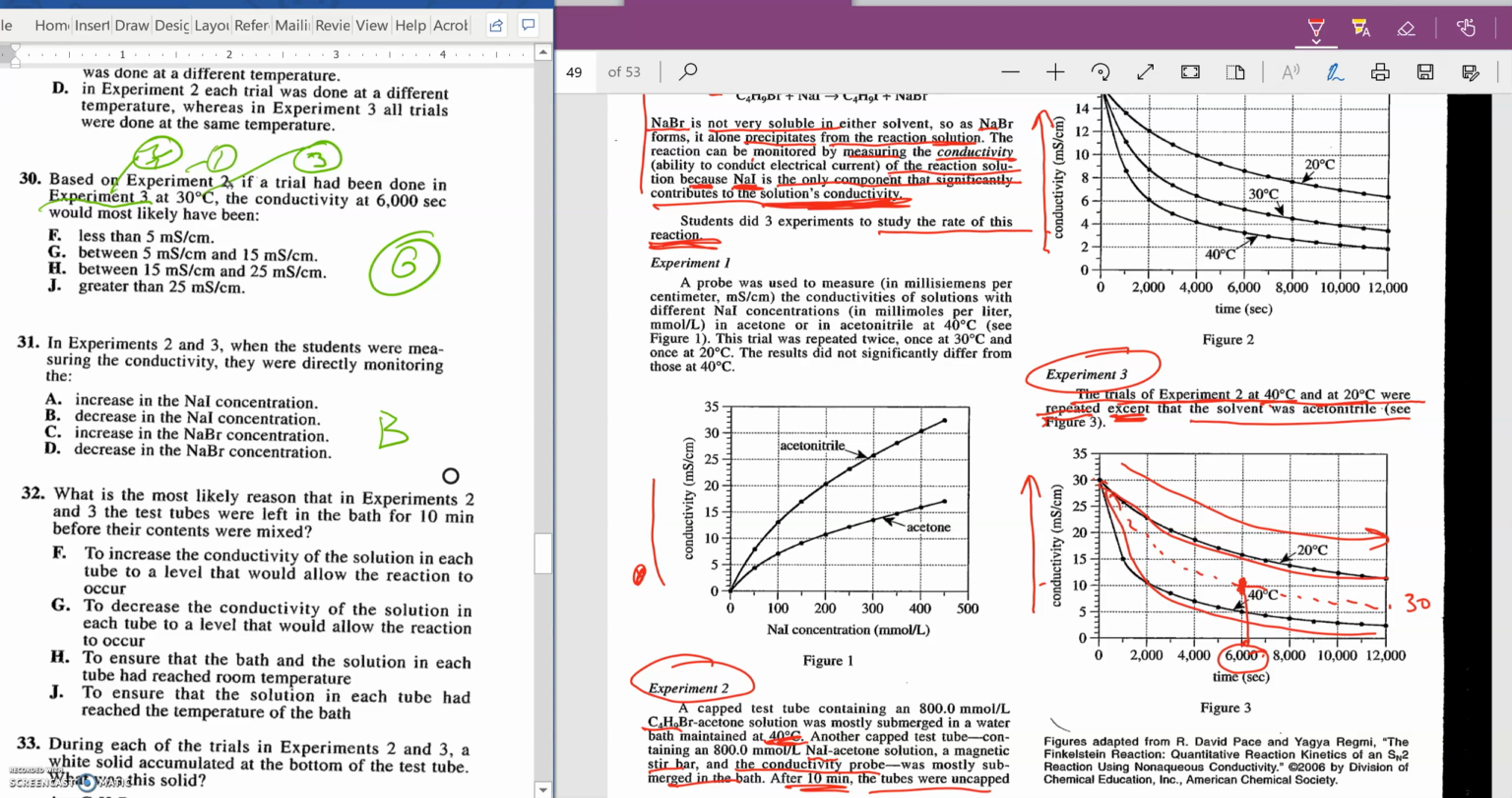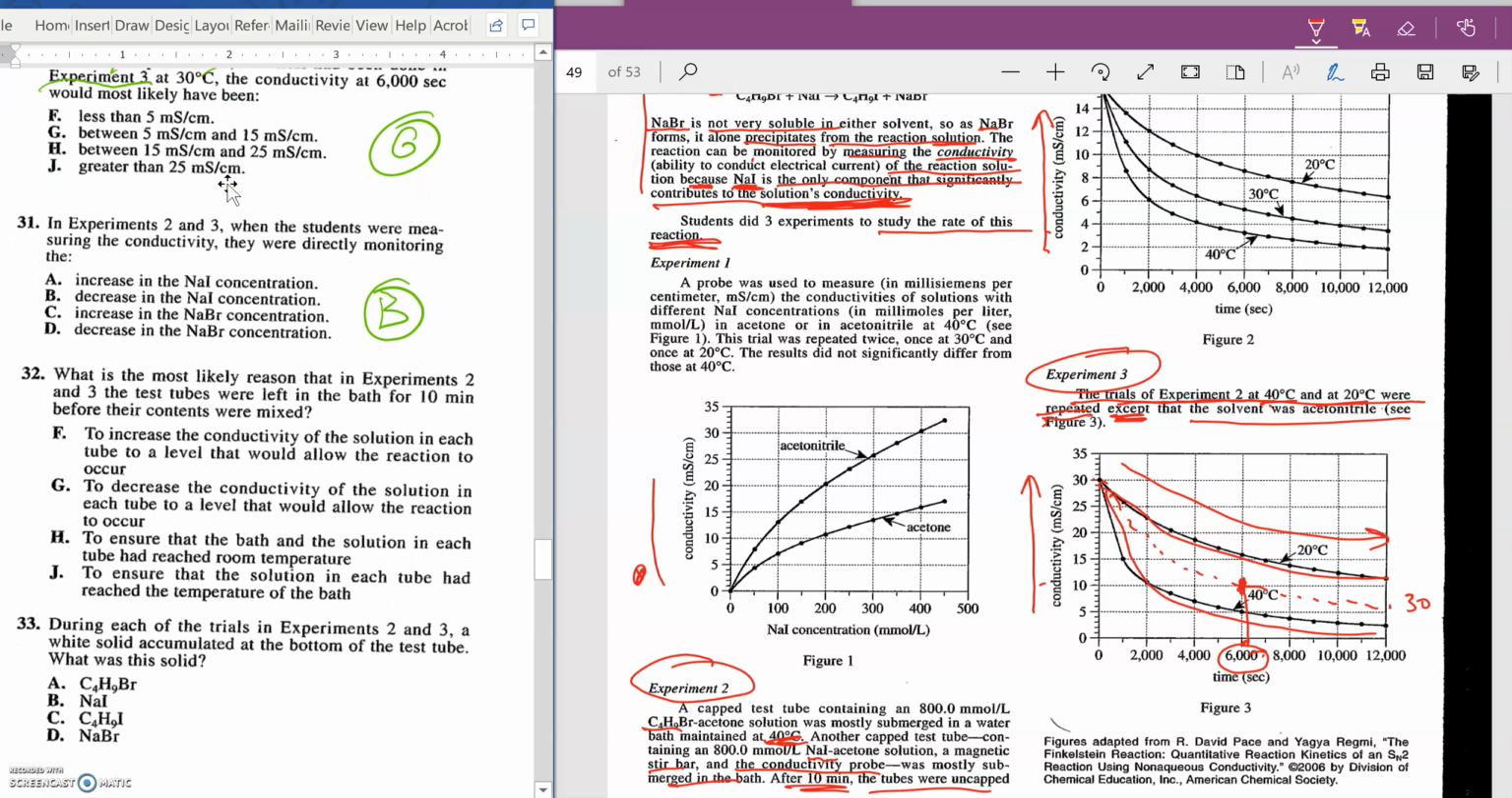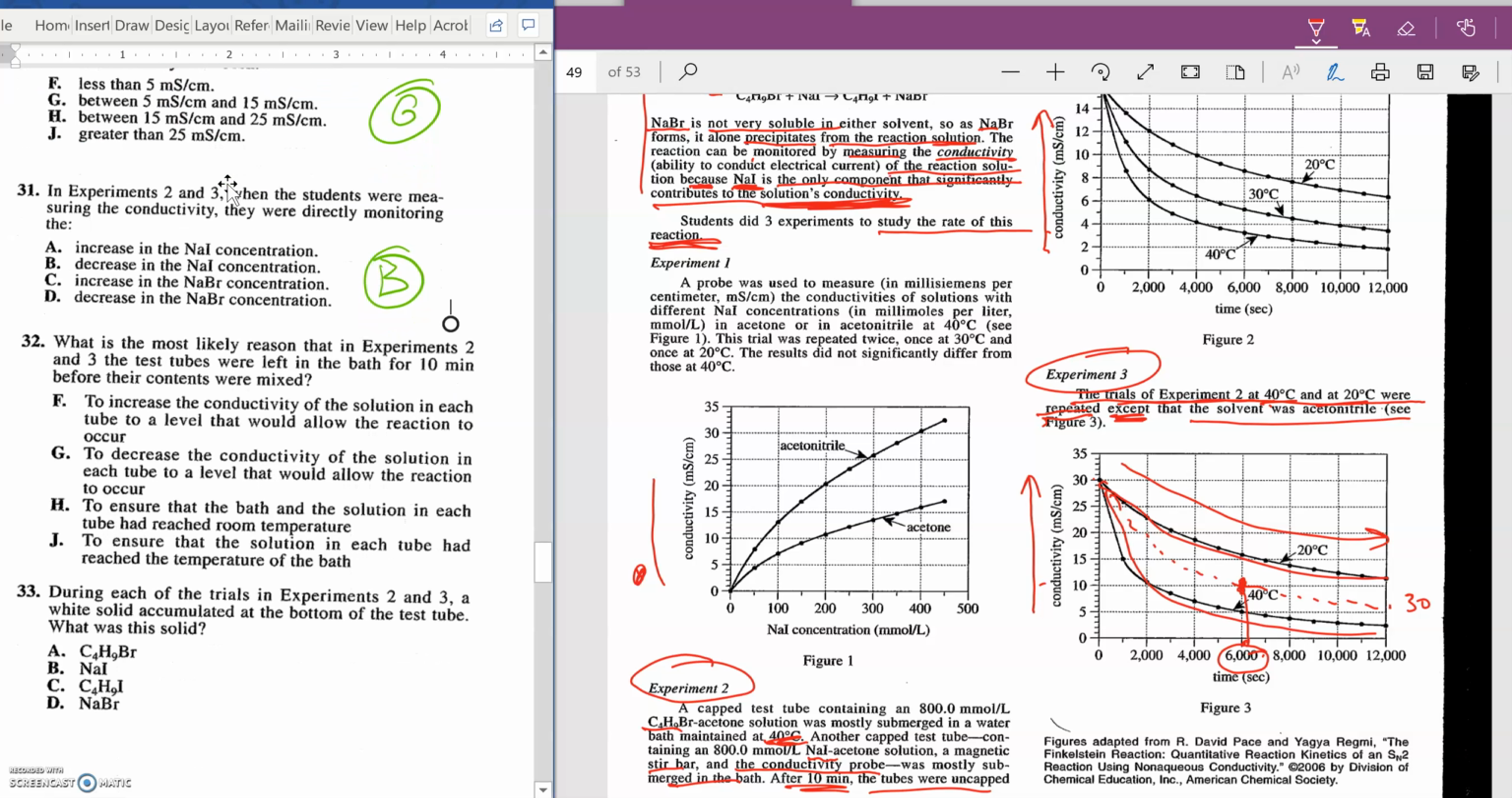Wow, if you hadn't read it, that would have been really quite a difficult question. All right, 32. What is the most likely reason? So that means it's probably not going to be in the passage. There's a hint. If it says most likely reason, it's not somewhere you can find it in the passage. It's going to ask about common sense or outside knowledge. Because if it was in the passage, it would say, what is the reason? So always bear that in mind. Always be on the lookout for most likely.